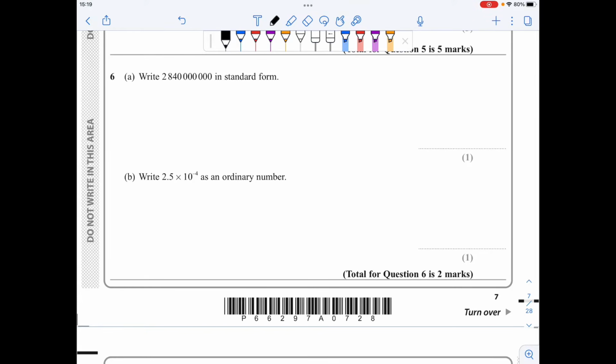For part A of question 6, I've got 2.84 times 10, and then I've got 7 zeros and 2 digits for 8 and 4. That's a power of 9. And then for part B, I'll need 4 zeros at the beginning, so 0.000 and then 2, 5.